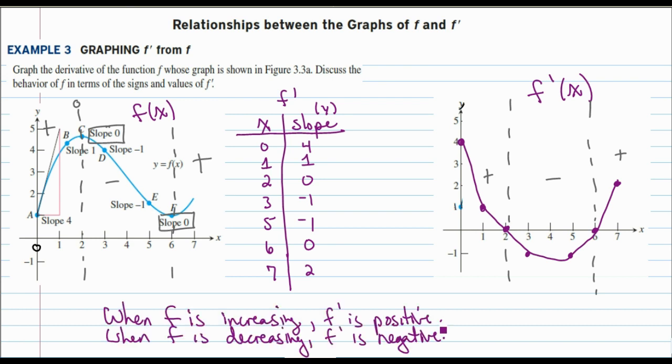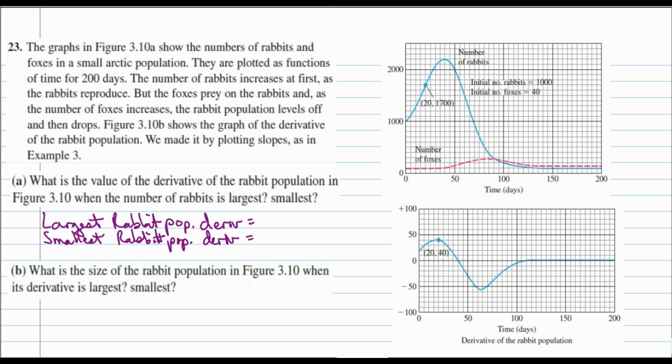So in our discussion of the behavior of f in terms of the signs and values of f prime, I can say when f is increasing, f prime is positive, and when f is decreasing, f prime is negative. Now try problem number 23. It gets a little wordy, so bear with me here.